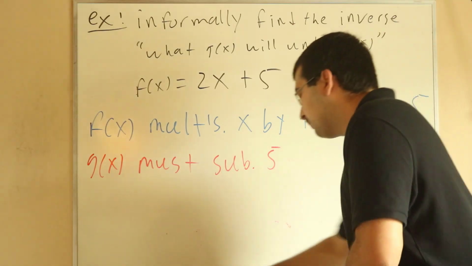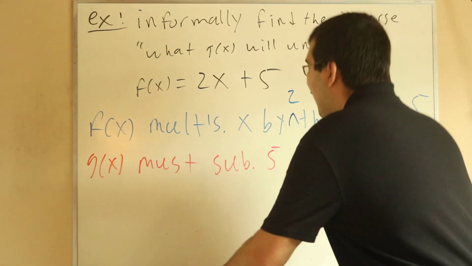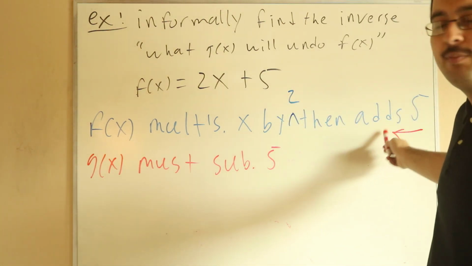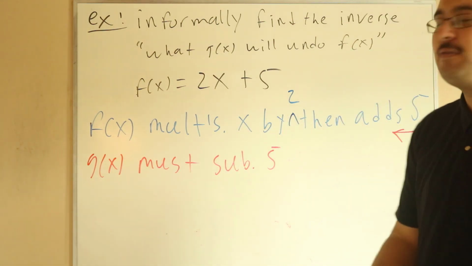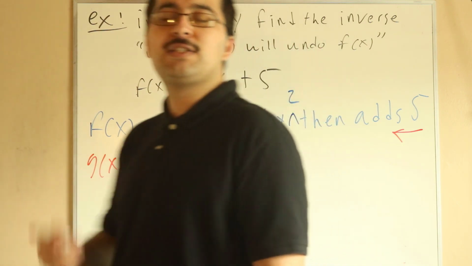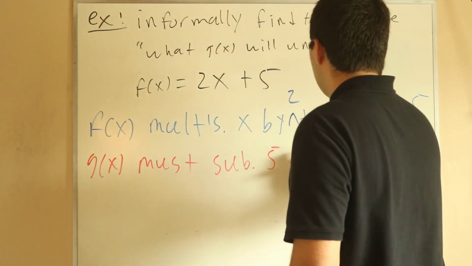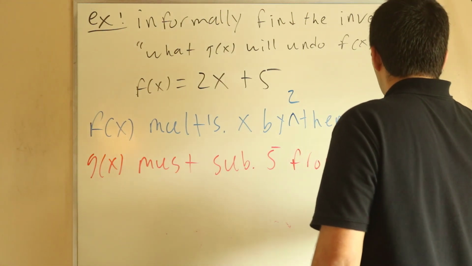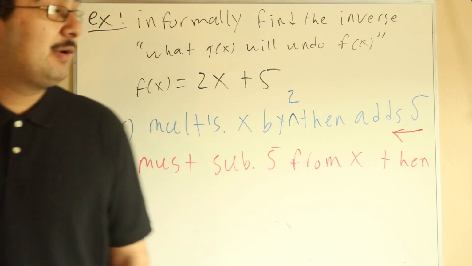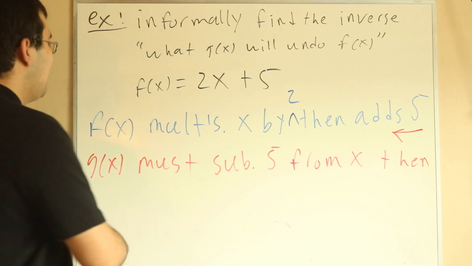Oh, I forgot the 2. Multiplies x by 2. So after I look at this addition by 5, that's when I see this multiplication by 2 in the description of f of x. So going back to g of x, that then must mean, subtract 5 from x. Then if I want to undo a multiplication by 2, that means I need to divide by 2, then divides by 2.